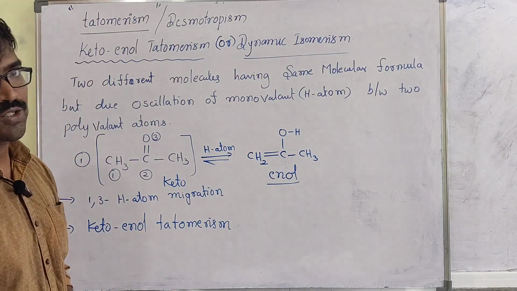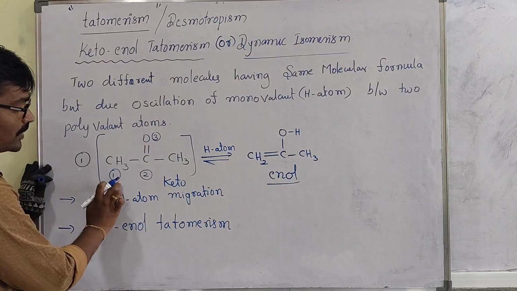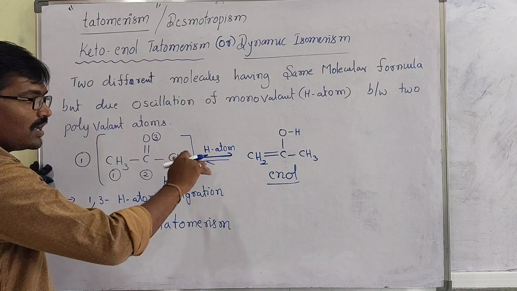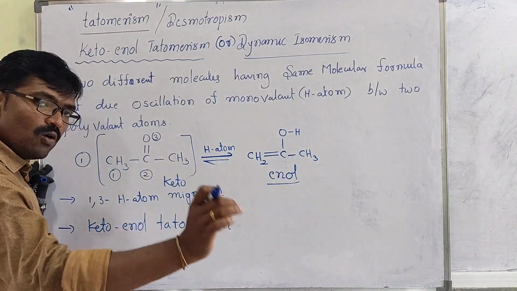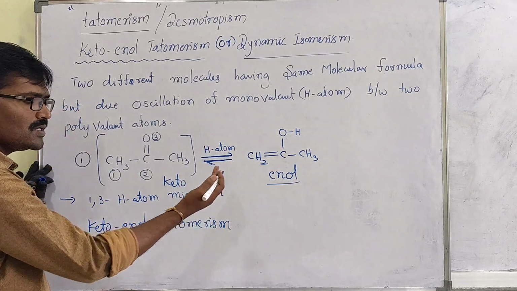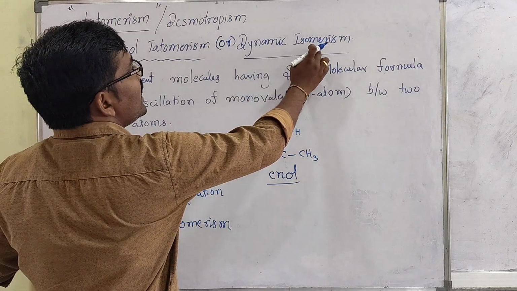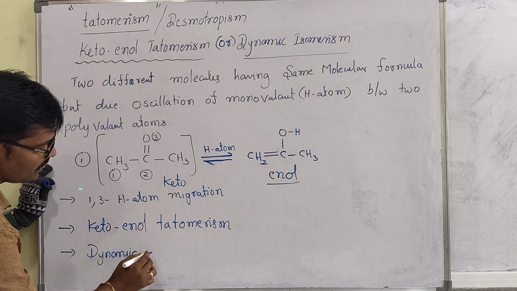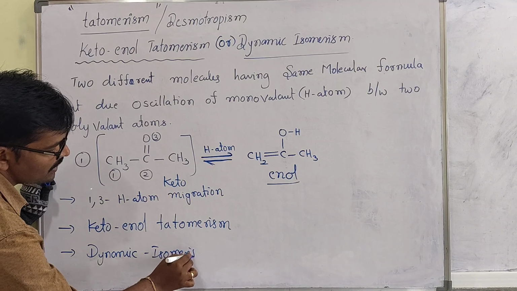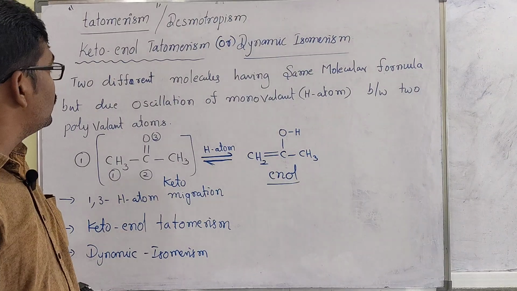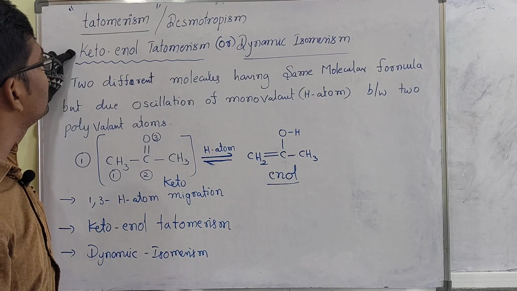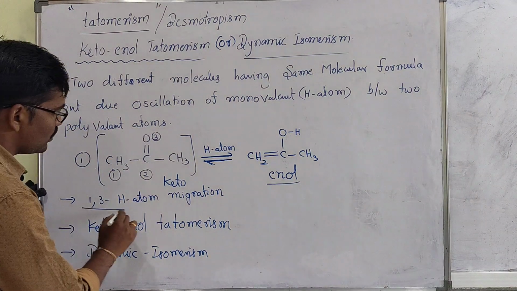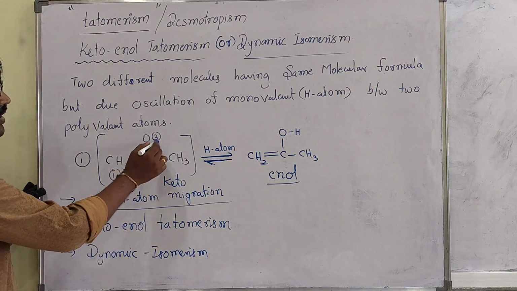One more point I will discuss. Here hydrogen migrates from the first atom to the third atom. In the forward direction, whatever the rate of migration of the hydrogen atom from the first atom to the third atom, the same rate of migration happens in the backward direction also. That's what we call dynamic isomerism. So this is also called keto-enol tautomerism, desmotropism, dynamic isomerism. How does it take place? By 1,3 hydrogen migration, from the first atom to the third atom.